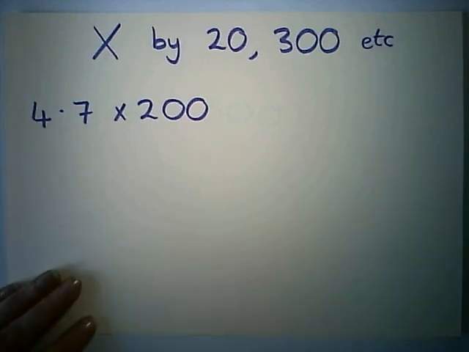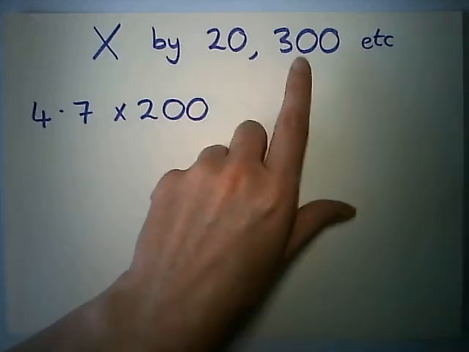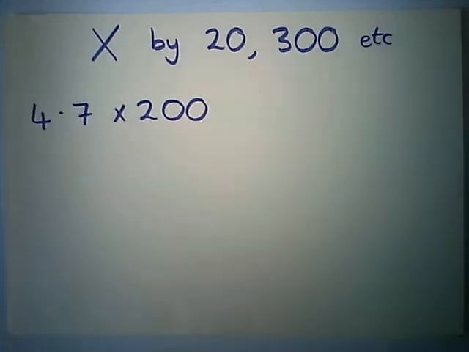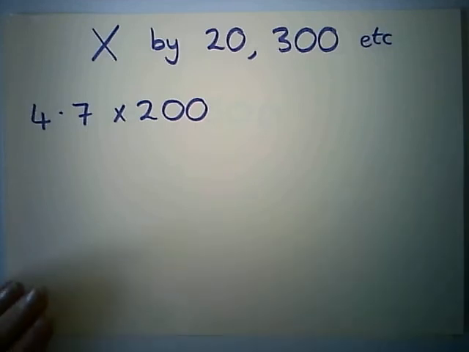Okay, in this video we're going to talk about multiplying and dividing by multiples of 10, 100 and 1000. So multiples of 10 would be things like 20, 30, 40, 50, 60, etc. And multiples of 100, one example would be 300, that's why I've written that up there. So we're just going to learn how to multiply and divide by multiples of 10, 100 and 1000.